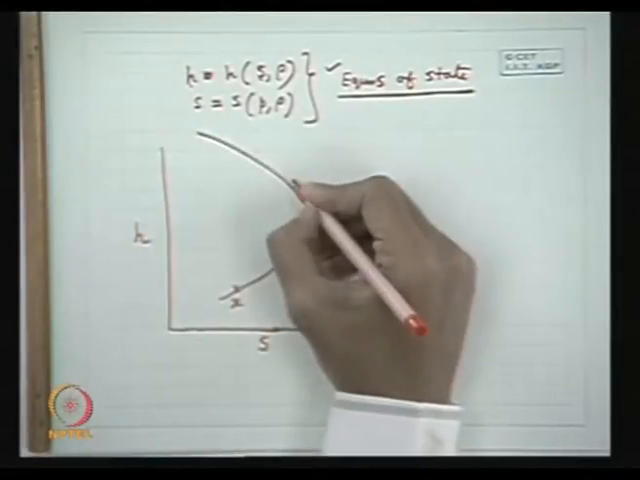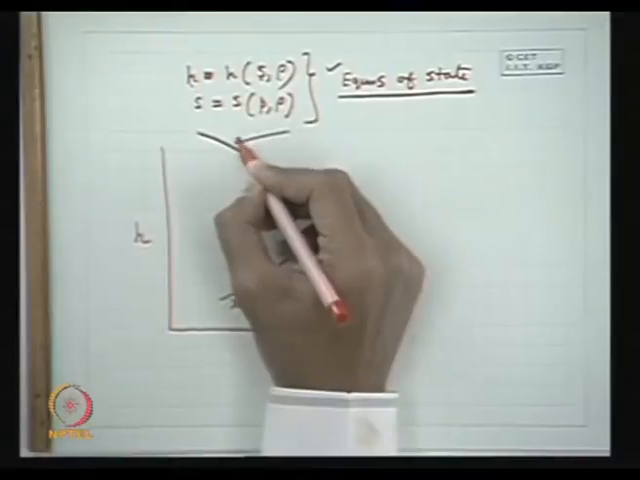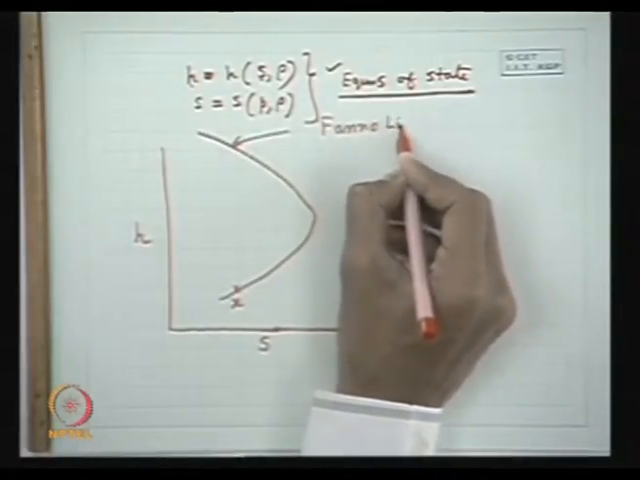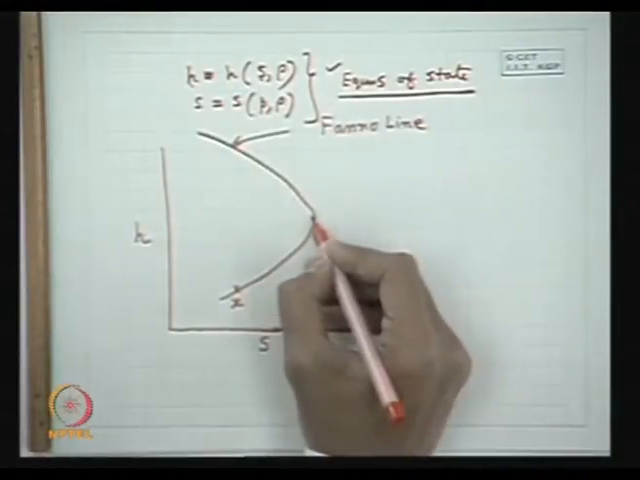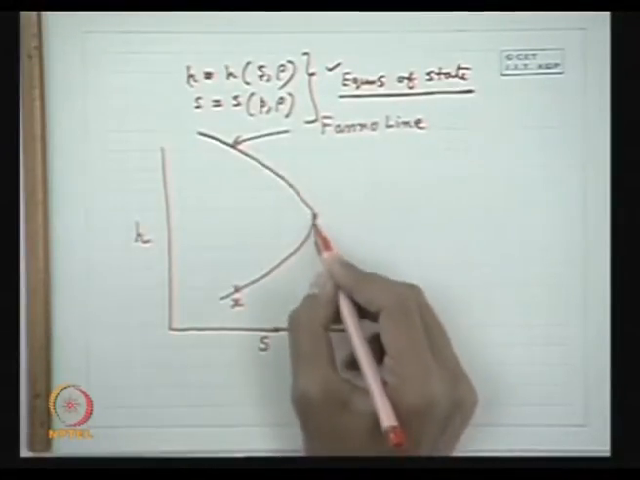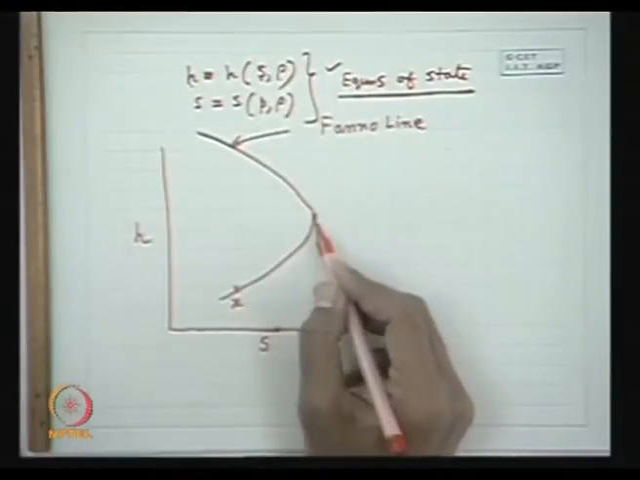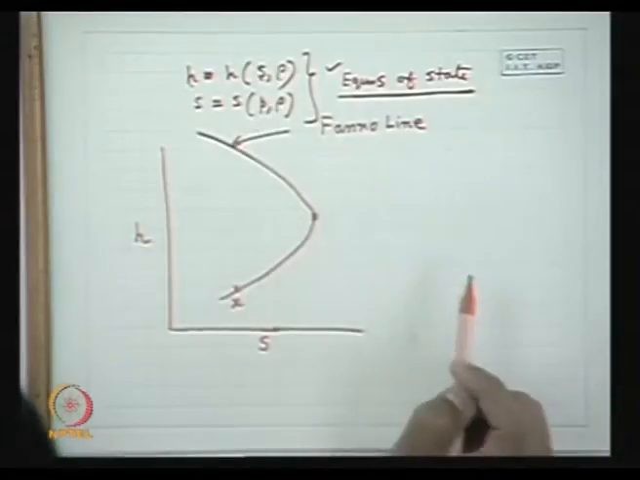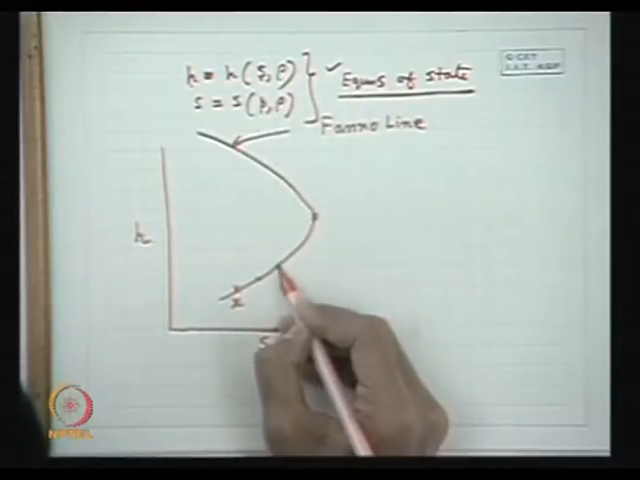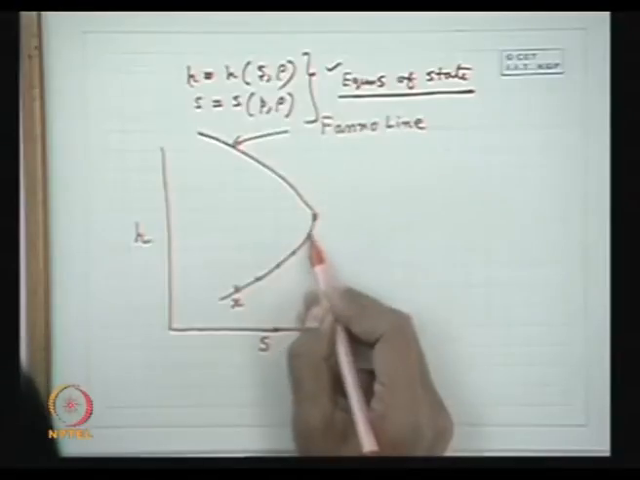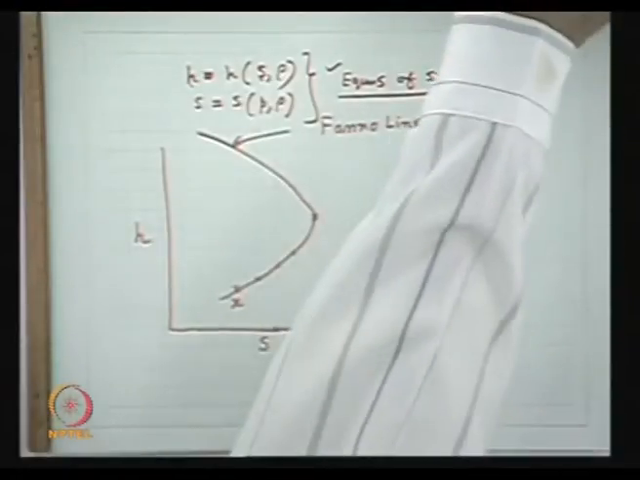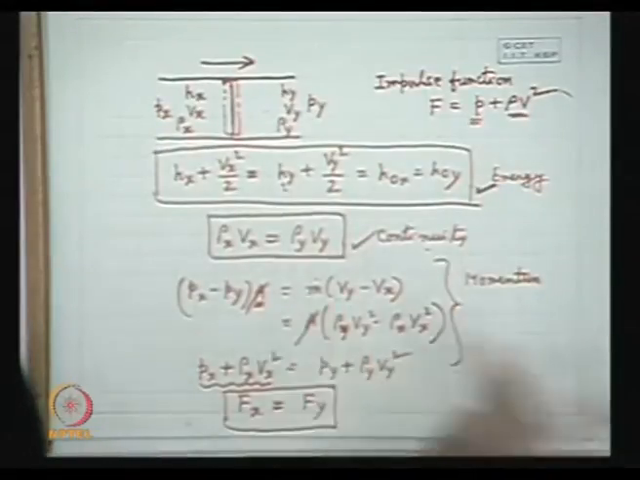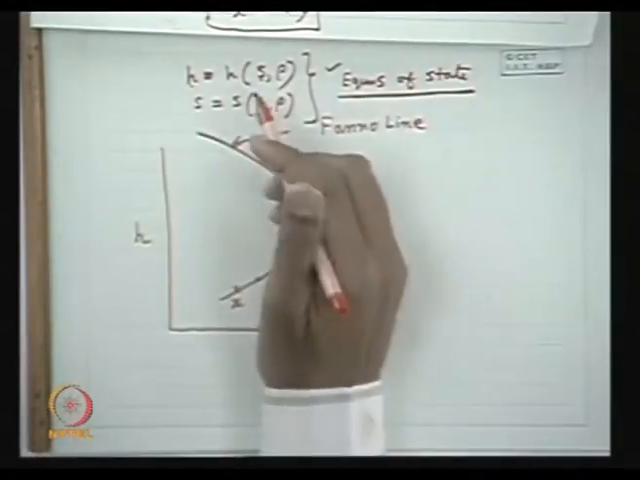This curve is known as the Fano line. It's very important, the Fano line. This has a point here where the curve shows a maximum, that is the maximum in S. Physically, this curve implies the locus of the points which satisfy the energy equation, the continuity equation, and the equation of state.